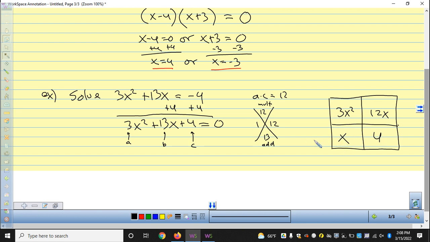Now we take our greatest common factors out. The biggest number that goes into 1 and 4 is 1. Biggest number that goes into both 3 and 12 is 3. The smallest x that's in here is 1x. Biggest number that goes into 3 and 1, 1. Smallest x here is x. Biggest number that goes into 4 and 12 is 4. We don't have x here, so we can't pull out an x. So this tells me 3x plus 1 times this 1x, I'm just going to write as x plus 4 equals 0.